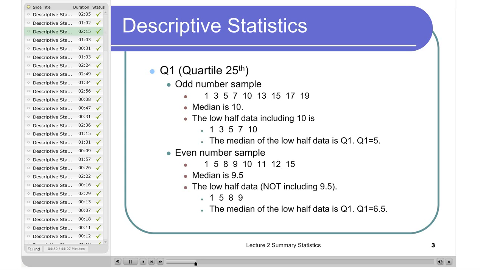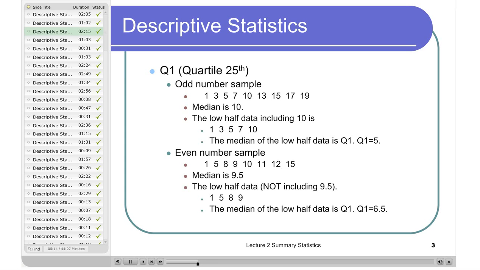And so that means the bottom half of the data set is going to consist of the numbers 1, 5, 8, and 9. We're not going to include the number 9.5 in this situation. So the lower half just consists of the numbers 1, 5, 8, and 9. And now we want to find the median of that lower half. And so you notice here that we have 2 middle numbers, 5 and 8.